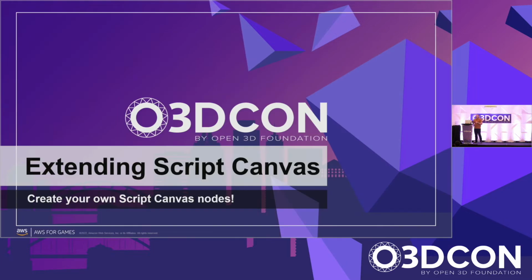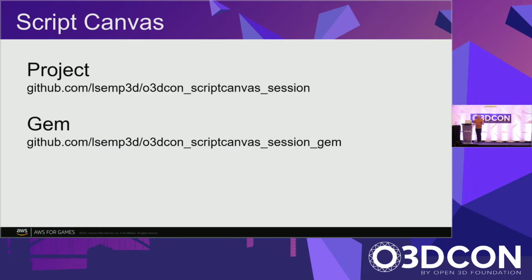What I want to talk about today is how can we extend Script Canvas for your own custom games or simulations or other products. So it's going to get a bit technical. All the content you see today is on GitHub on my fork. You can go to these two links and get them.